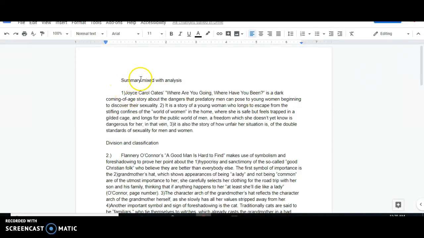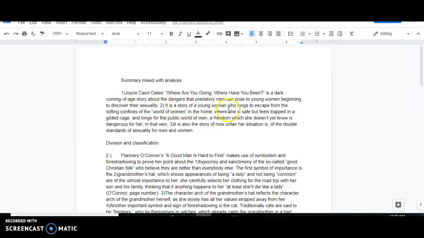So, for example, summary mixed with analysis. Joyce Carol Oates' Where Are You Going, Where Have You Been? is a dark coming-of-age story about the dangers that predatory men can pose to young women beginning to discover their sexuality. This is a simple one, right? This is when I had you do that activity about simple versus complex thesis statements. This is more like an overview, right? And then you go more into depth.